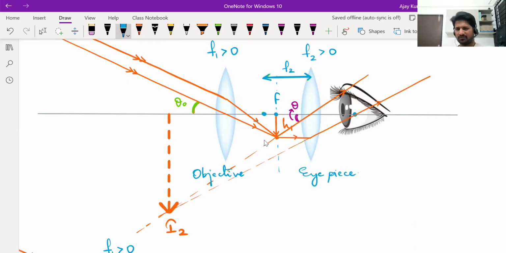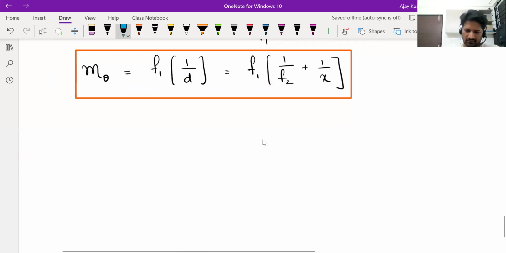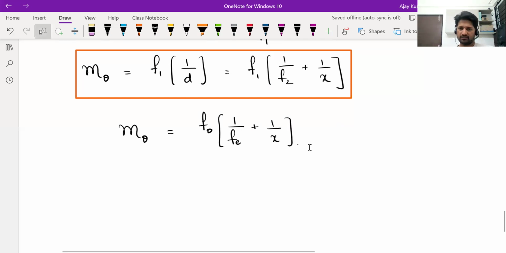They won't call it first lens, second lens. They'll call them objective and eyepiece. Objective is on the object side. Eyepiece is on the side of the eye. And focal lengths they'll write as f0 and fe instead of f1 and f2. So the formula for magnification ultimately becomes f0 into (1 by fe plus 1 by x). x is the distance where you want the final image.